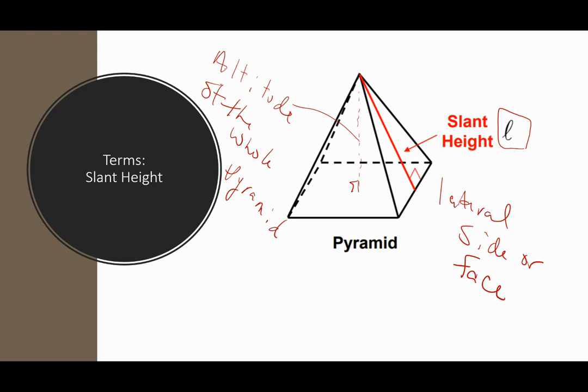Now, why am I going over this terminology? Because a lot of times they give problems using the terminology where you need to know what the slant height is or what the altitude or height of the pyramid is. These are two different things. So we need to know what they're talking about if they were to use it in words. Okay, let's look at a problem.